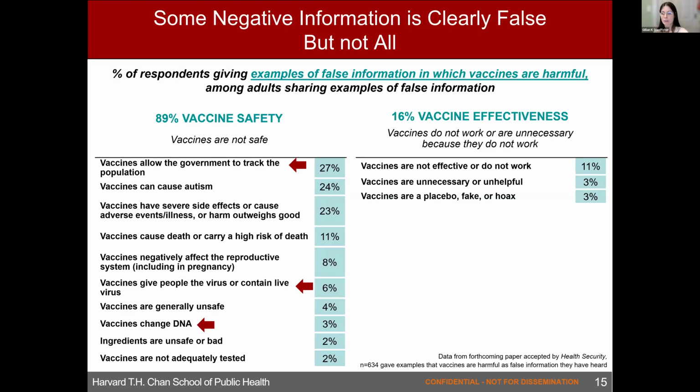For example, vaccines give people the virus or contain live virus. I worked a lot with the Global Polio Eradication Initiative, and in fact, oral polio vaccine can give someone polio. It's vaccine-derived polio. This isn't necessarily what this person was talking about, but it's important not to say that all the negative stuff about vaccines is untrue, because that pushes people away.